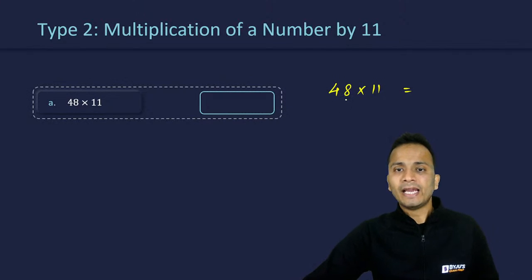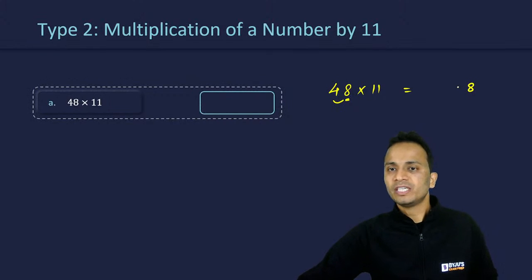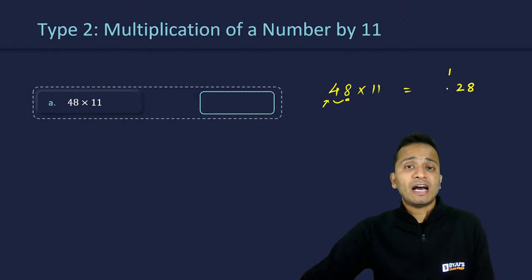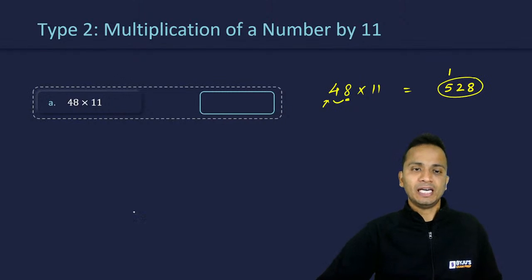Now first of all, write this number as it is. So 8 as it is. Then in the next step, add these two numbers. So 8 plus 4 is 12. Write 2 from 12 and 1 carry forward. And finally, the leftmost digit, that is 4, write it as it is, but if we have a carry forward, add the carry forward. So 4 plus 1 is 5. So 528 will be the answer.